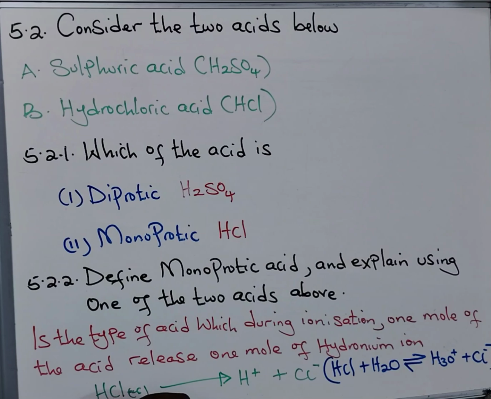What you have here is 1 mole of hydrochloric acid, and what you have here is 1. That's why you call it monoprotic. 1 yields 1. Meanwhile, for this side, here is 1 and here is 1. So for monoprotic, 1 mole of the acid ionizes to liberate 1 mole of hydrogen ion or hydronium ion.